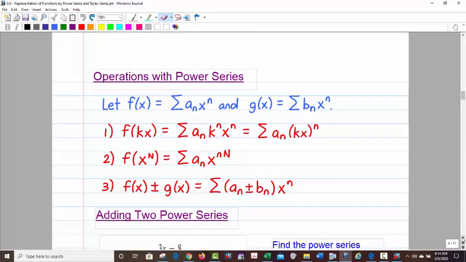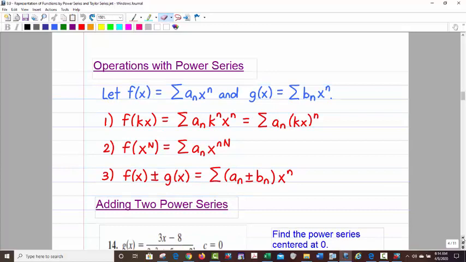And I don't think you have to worry too much about these operations with power series. I just kind of put some stuff in there.